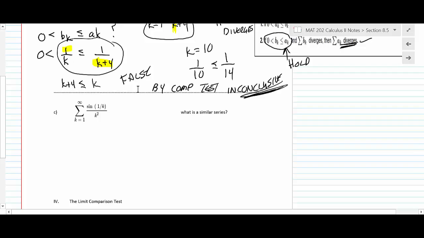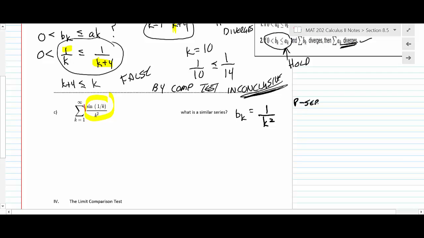Okay, let's do one more example of a comparison test then. All right, so let's see. What do you guys think would be a good series that you know something about that you could compare this explicit formula to? P-series? P-series, exactly. Which P-series? 1 over k squared, because I see 1 over k squared. You see it too, right? It's embedded right there. So what we're going to do is compare it to 1 over k squared. That is a P-series.